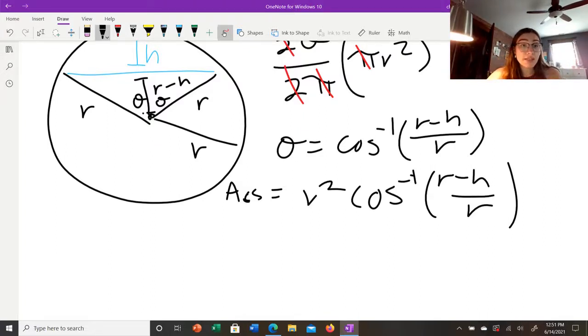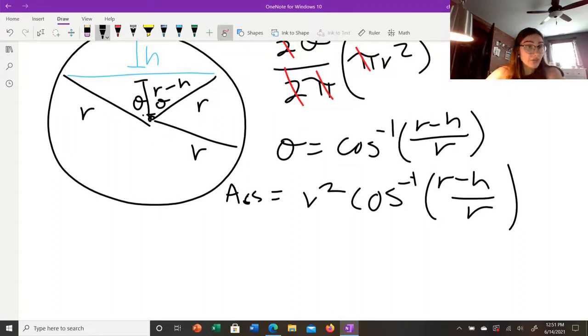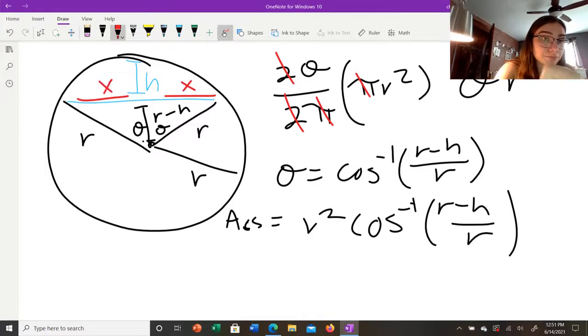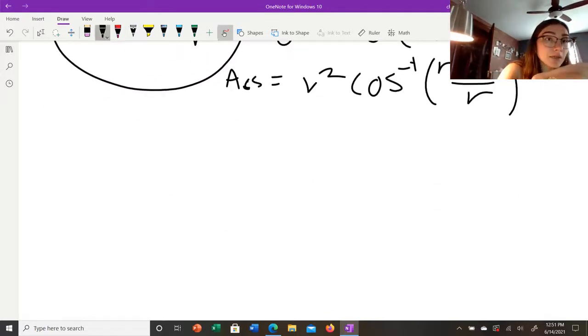So now we need to find the area of the triangle. To find the area of a triangle, you need to do the base times the height. We have the height. It is r minus h, but we need to know the base. So we're going to call these bases right here x.